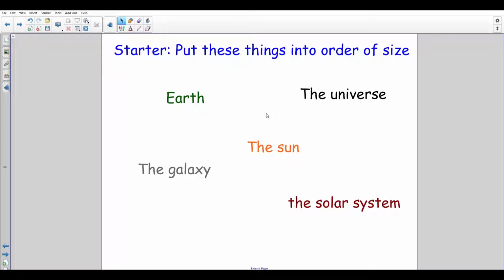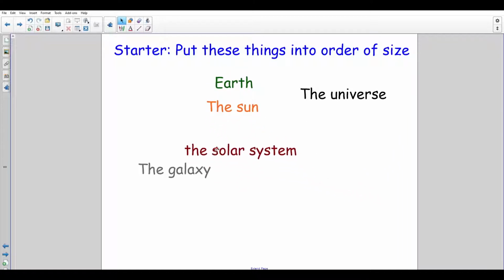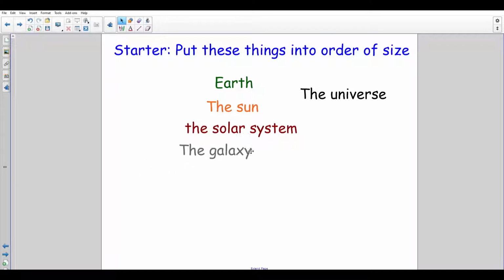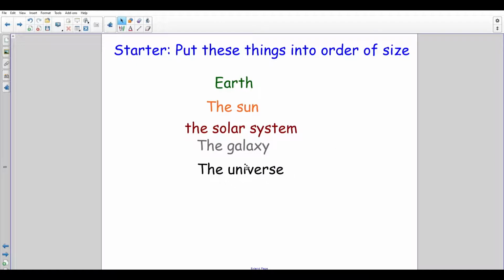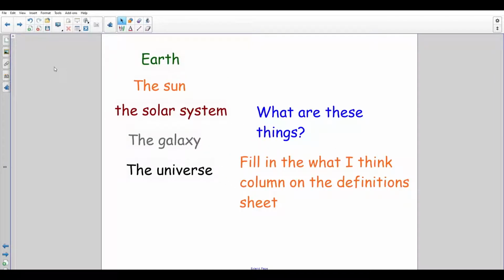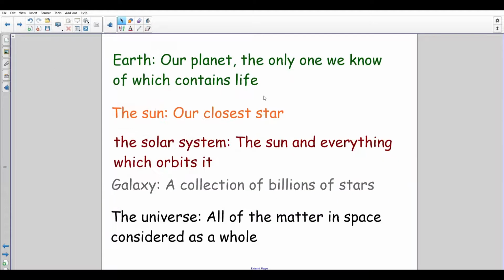Okay, so if we do that, we should have got that the Earth is the smallest thing, then the Sun, then the solar system, then the galaxy, and that last of all, the universe should be the biggest. So thinking about what these things mean then, we should have got these things for the definitions. Obviously, if yours is pretty close to this, that's absolutely fine. If not, if you need to correct something, you need to pause the video and do that.